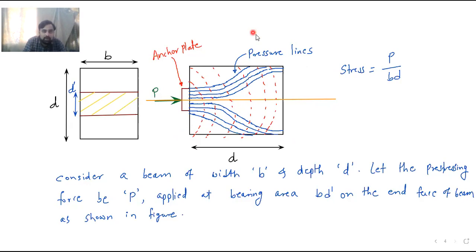Okay, so suppose now I consider one section over here. Suppose this is my section 1-1. So the part of the beam from the end to the section 1-1 is called the end block. The stress concentration in this area is greater than P by B D. Remember this point. That is why we are designing these blocks separately.